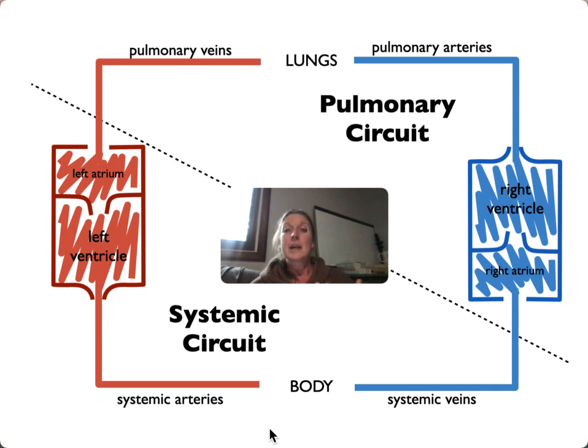Now, here we can label the vessels in a general sort of way. So the vessels of the pulmonary circuit are known as the pulmonary arteries, the ones that are going away from the heart. And then the pulmonary veins are carrying blood from the lungs back to the heart. These are the systemic arteries and the systemic veins.